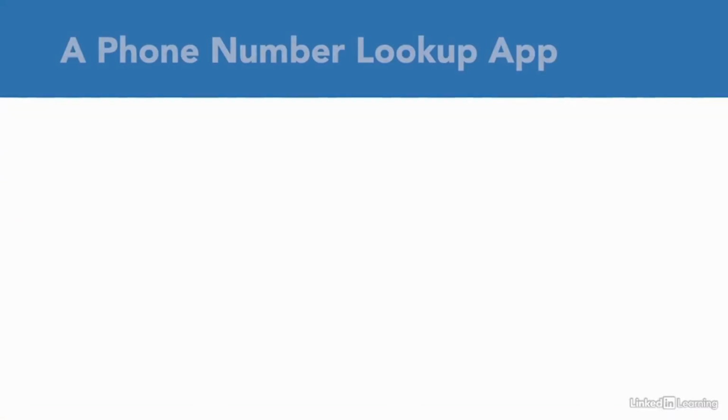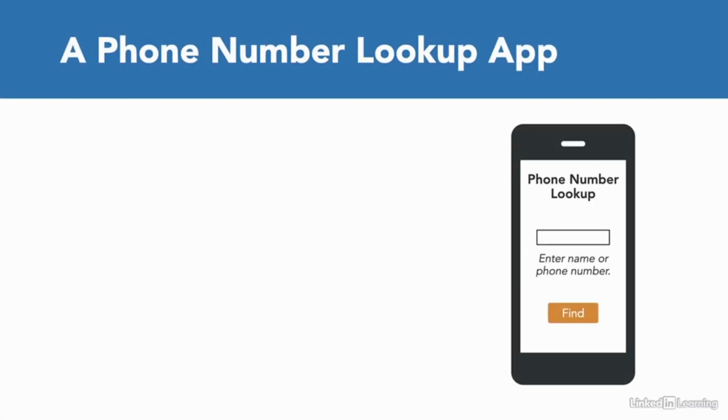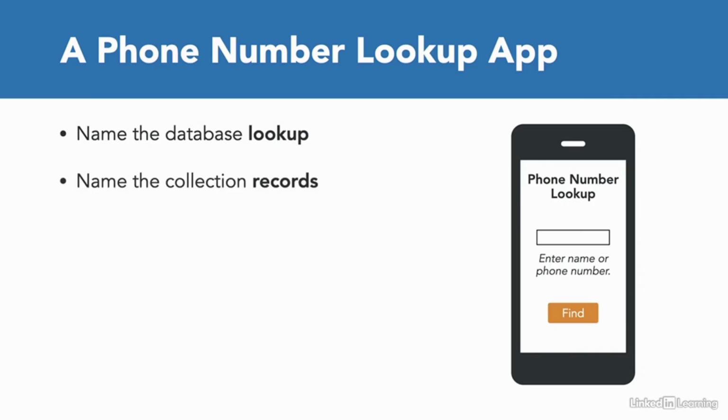In this exercise, I'm going to ask you to create a database for a phone number lookup app. The app should allow you to enter either a name or a phone number to get the full contact details for a business. The database should be called Lookup. The collection should be called Records and include a few records. Add indexes on the fields you think may require it.